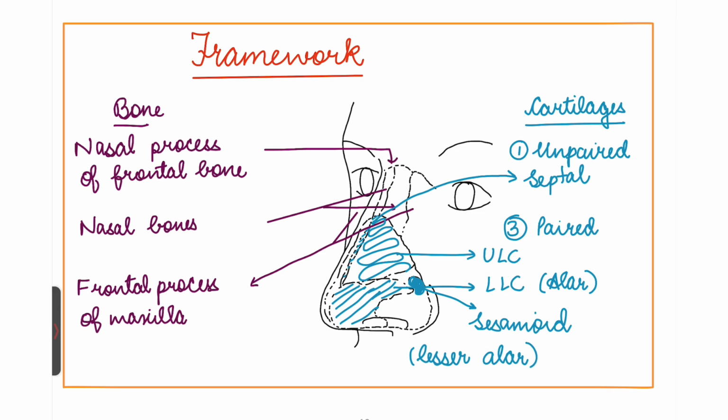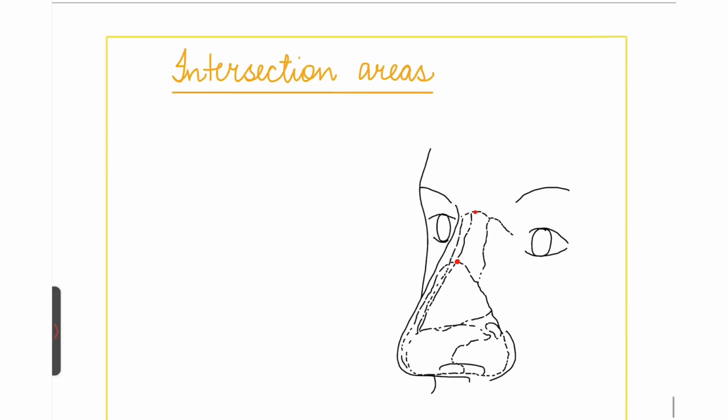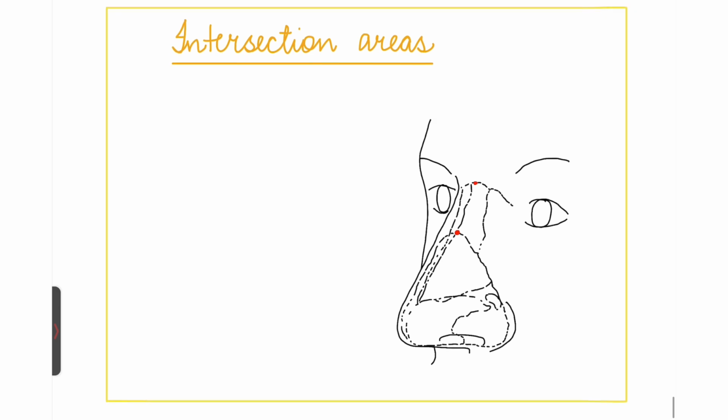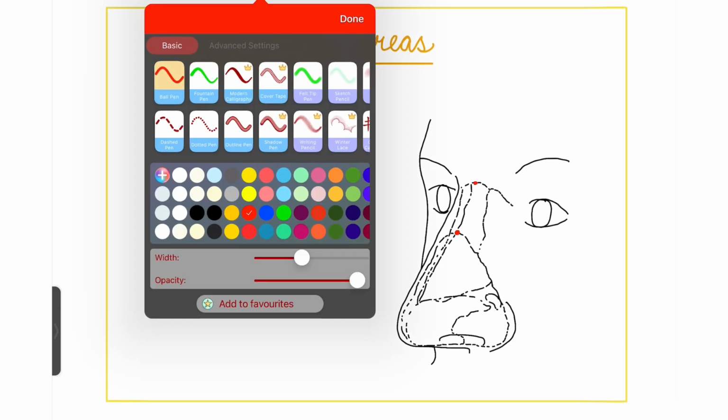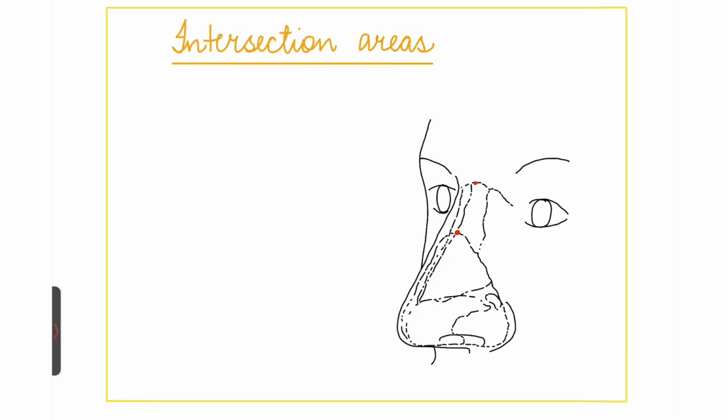Let's look at the intersection areas. We will look at three intersection areas. The first one is between the frontal bone and the nasal bone. This junction is known as the nasion. Then, this is the upper lateral cartilage. The junction between the nasal bone and the upper lateral cartilage here, this is the rhinion.